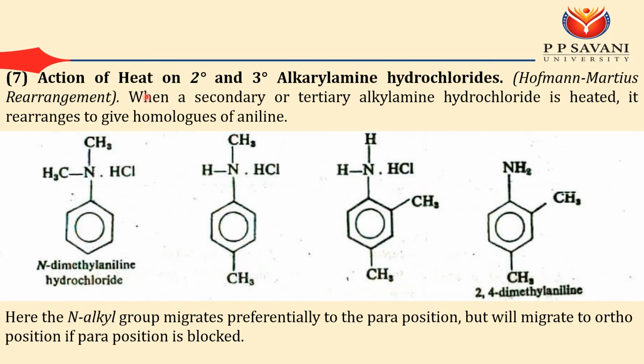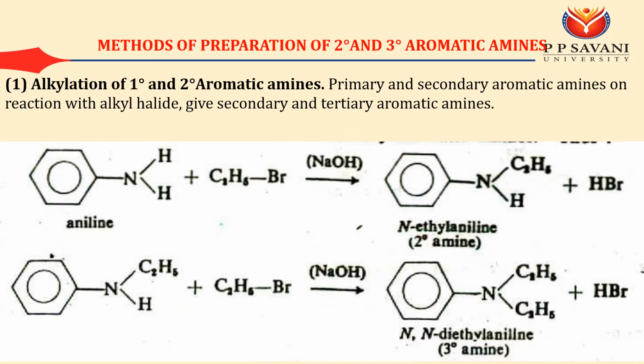Then the action of heat on secondary and tertiary alkyl amine hydrochlorides. If you have this kind of salt and you heat it, you will get a product like aniline. So you can prepare a secondary and tertiary aromatic amine also. As we have earlier discussed, it is not necessary that you take another aromatic compound for the substitution. You can also take an alkyl group.